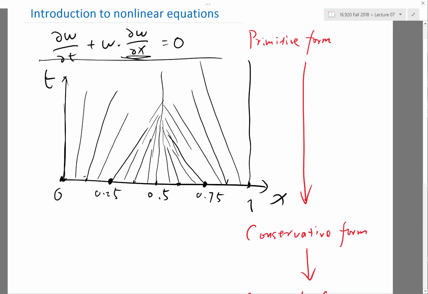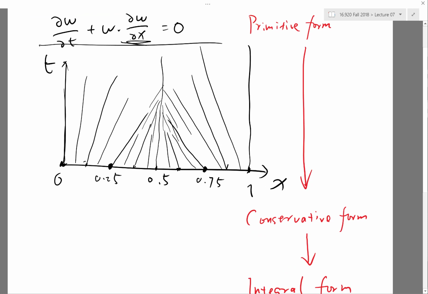So here is how it works. First of all, I'd like to say that not all differential equations can be converted into an integral form. Only a particular type of equations can. Actually, this kind of nonlinear hyperbolic equations always can be converted into conservative forms. A conservative form is something that looks like this: partial w, partial t, plus partial f of w, partial x, is equal to 0.